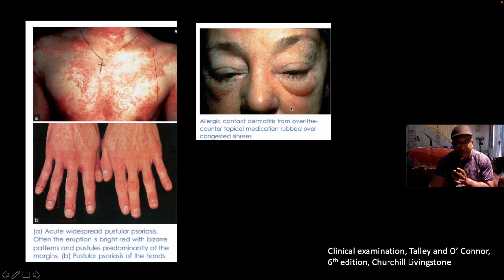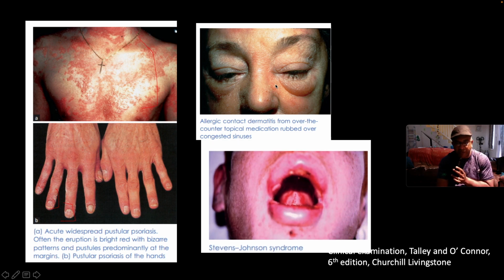This is allergic contact dermatitis from over-the-counter topical medications rubbed over congested sinuses. So you can see some degree of periorbital edema, and you can see some erythema of the overlying skin.